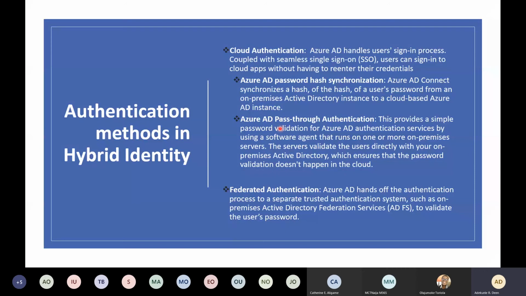If you are not comfortable with this, because we understand that some government policies, federal policies or company policies might not allow you to sync your password because you don't trust the cloud enough, you can opt for the pass-through option, whereby you install a pass-through agent that helps you validate your password on premise before you're allowed to authenticate.